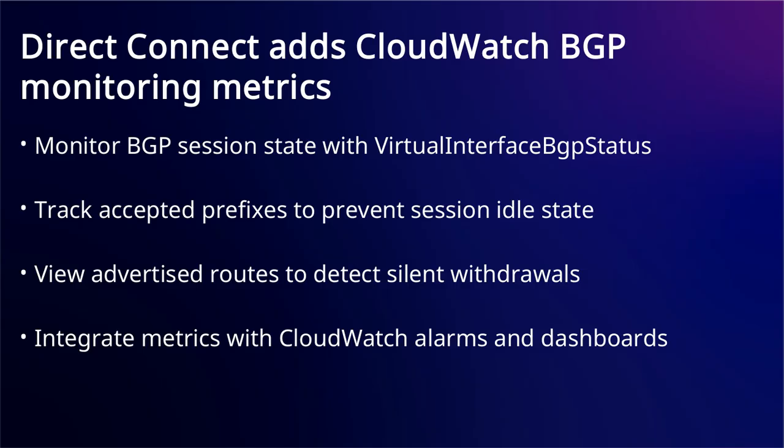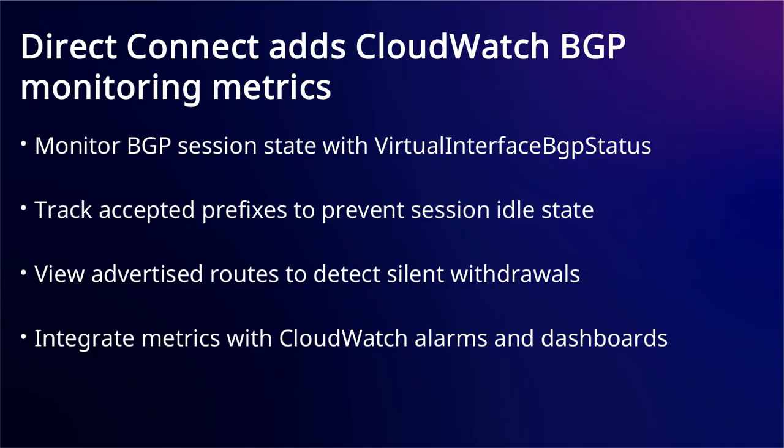Virtual Interface BGP Status lets you detect when BGP sessions fail. Virtual Interface BGP Prefixes accepted tracks prefixes from your on-premises network, enabling you to set proactive alarms before reaching limits that cause sessions to enter idle state. Virtual Interface BGP Prefixes advertised monitors routes AWS advertises to your network, helping you validate configuration changes and detect silent route withdrawals that impact traffic even when BGP sessions remain up.